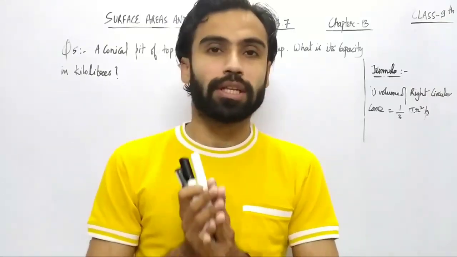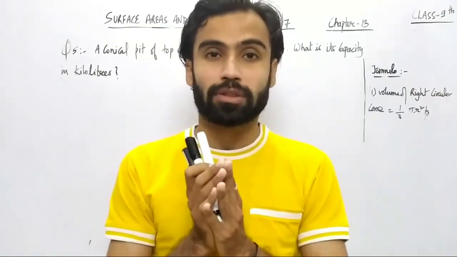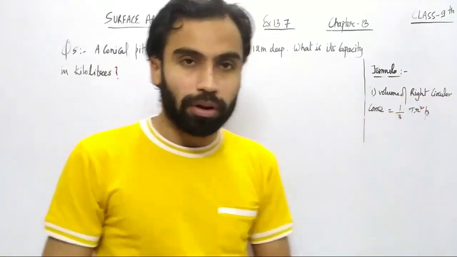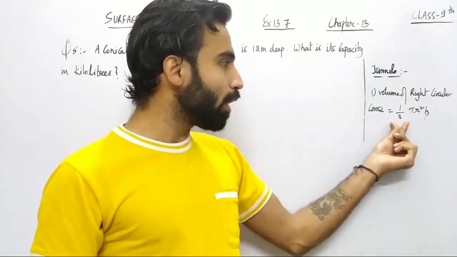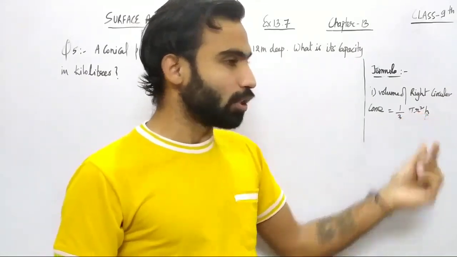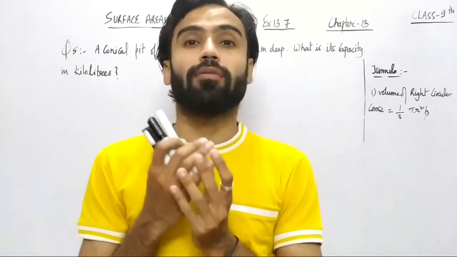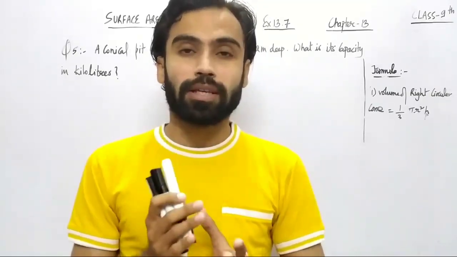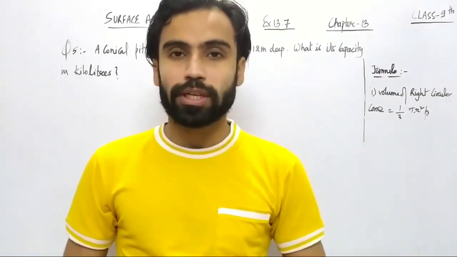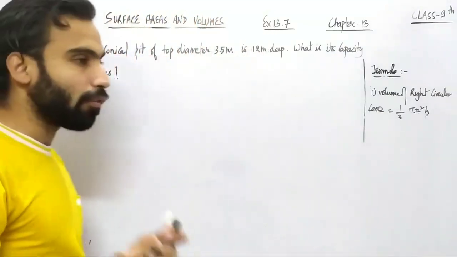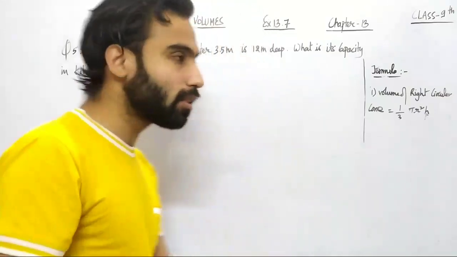As you have seen, this exercise is completely based on the volume of a right circular cone. That is calculated by 1 upon 3 pi r square h, right? So this is the formula with the help of which you can calculate the volume of the given right circular cone. So let us move further into this exercise and see question number 5 which is given to us. Let us read it first.